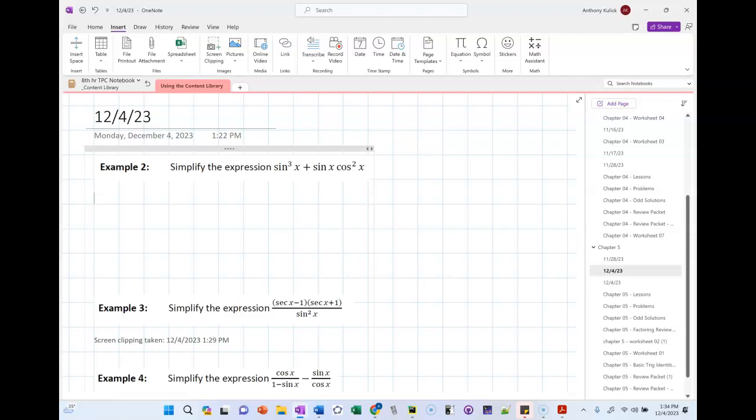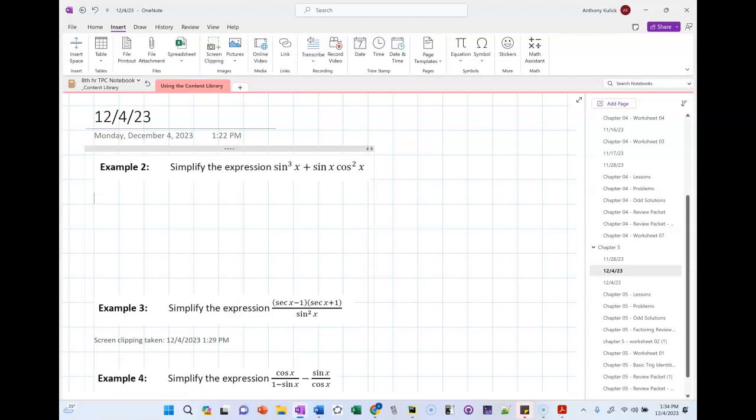So if I look at our first example here, it says sine cubed x plus sine x times cosine squared x. That's 2 terms because we have 2 things that are being added together, right? The second term contains 2 factors, right? I have a sine x times a cosine squared x. Is everybody okay with the vocabulary of terms versus factors? Terms are things that are added or subtracted. Factors are things that are multiplied or divided, right? Okay.